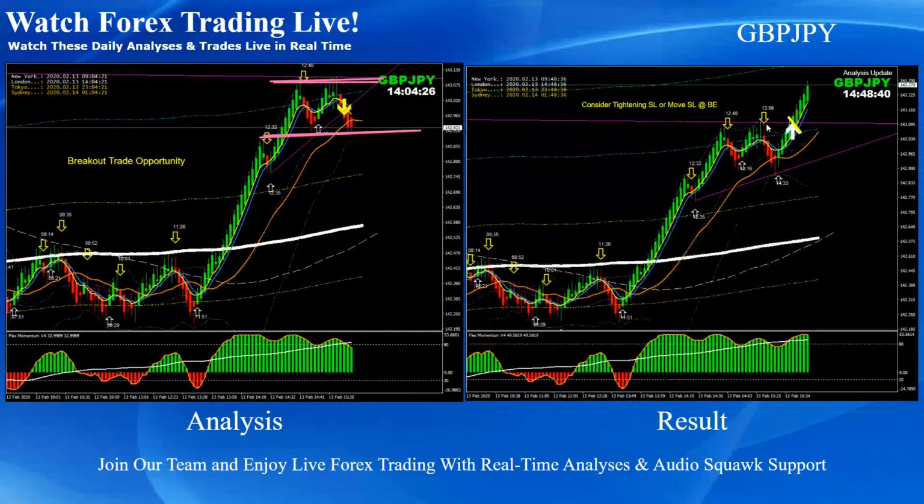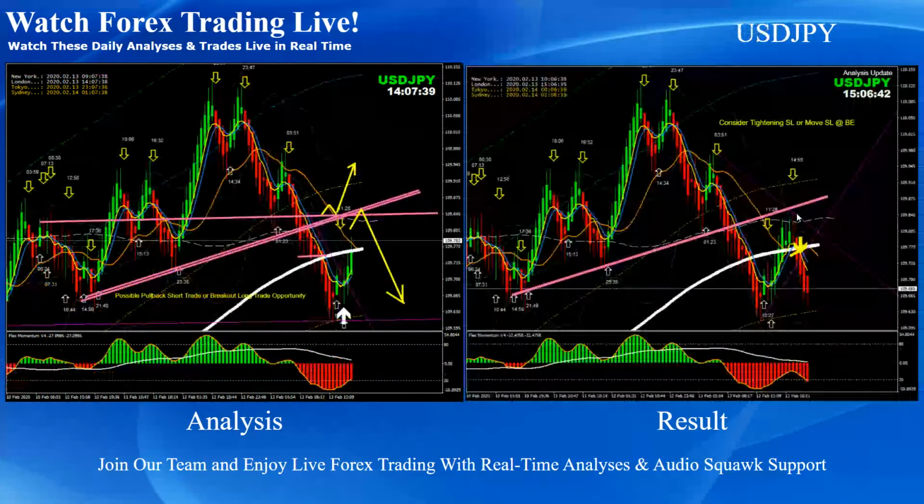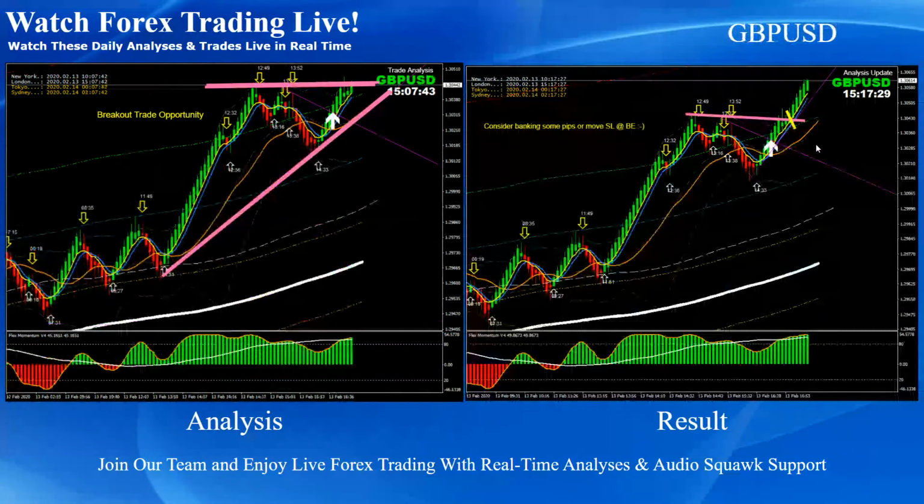Pound yen, pretty straightforward breakout short trade. And dollar yen, we had this breakout this morning, and as always after that, we keep an eye on the pattern, a new pattern developed, pullback short trade on dollar yen. Pound dollar, pretty straightforward, we had this trade and we banked some profit.